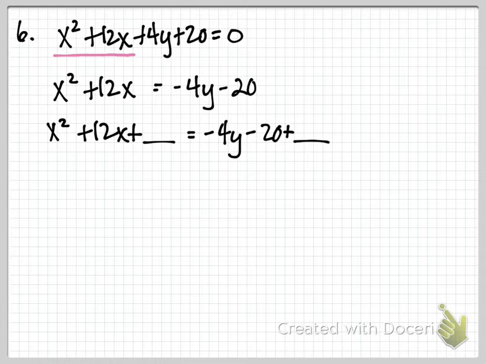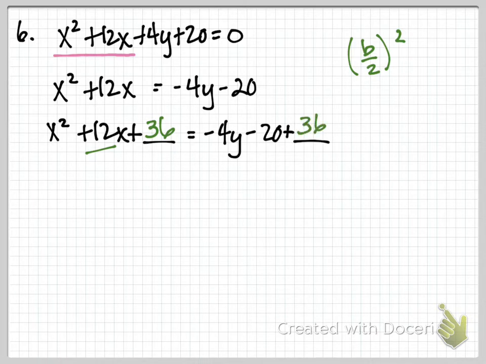So remember, in order to do completing the square, you take your b value, you divide by 2, and square it to find out what goes in your parenthesis, in your blank. So you have 12 divided by 2, which is 6, squared is 36. Remember, if you add it to one side of the equal sign, you have to add it to the other so that they stay equal.